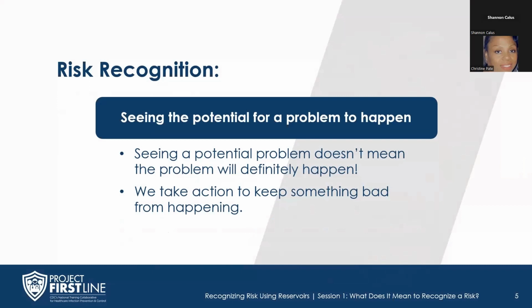I'm sure you all were able to jot down some great examples as well, so thank you. A simple definition of risk recognition is seeing the potential for a problem to happen. But seeing it doesn't mean it has to happen. You all had examples of seeing a potential problem and doing something to stop it from becoming a real problem. And that's important. You recognize risk and you act on it.